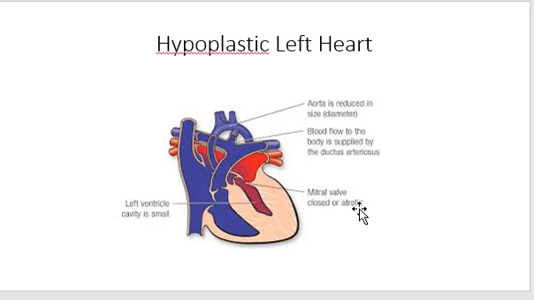The symptoms are, you'll see a grayish blue color of the skin and mucous membrane, signs of CHF, including dyspnea, and weak pulses. You'll hear a murmur. You won't see survival past the first few months of life without some type of intervention.